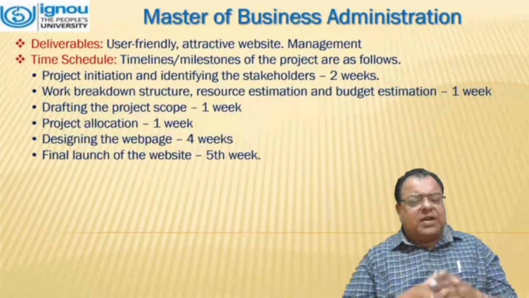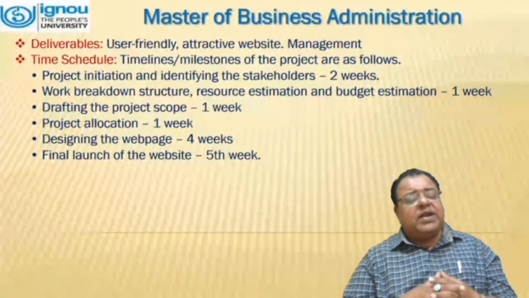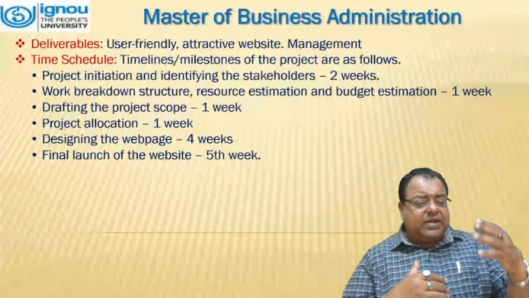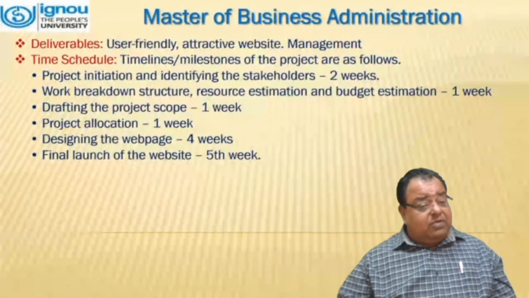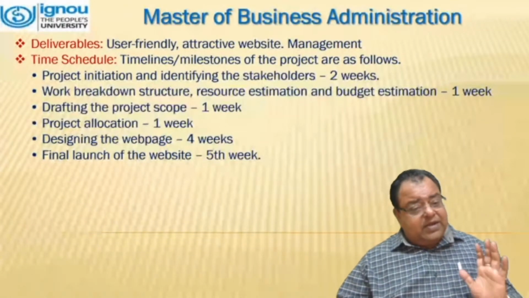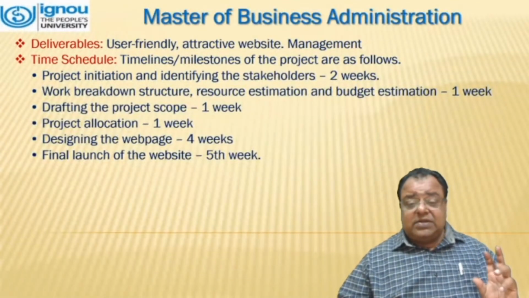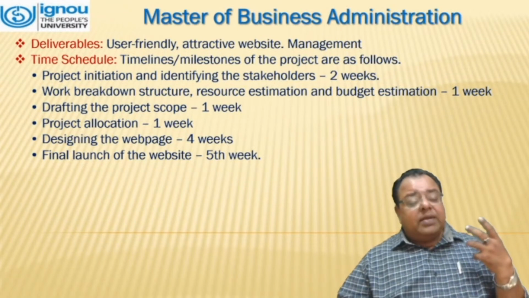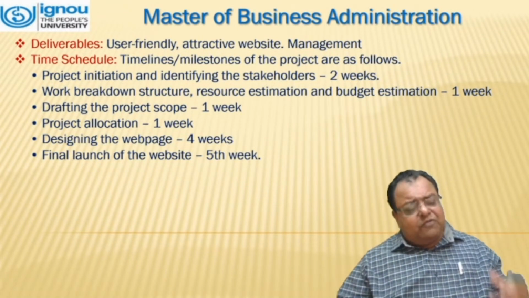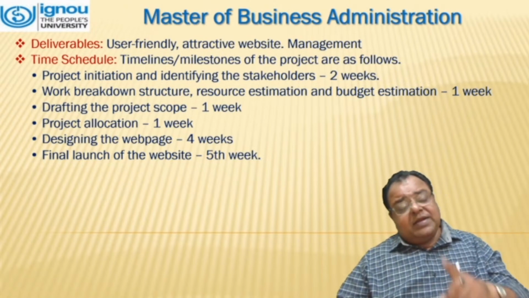Work breakdown structure, resource estimation and project estimation. Normally it will take 1 week. Drafting the project scope, another week. Project allocation, a week. And designing the web page, because that is a very tedious job, that means it is going to take the maximum time. We may say 4 weeks. The final launch of the website will be done in the fifth week.